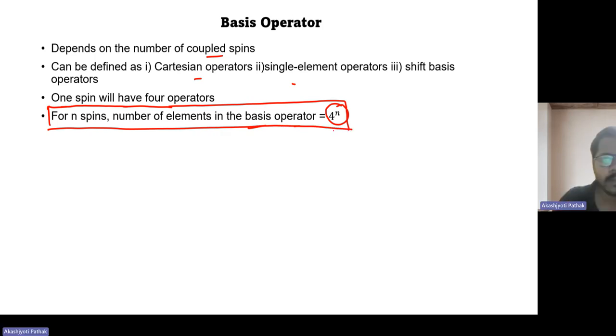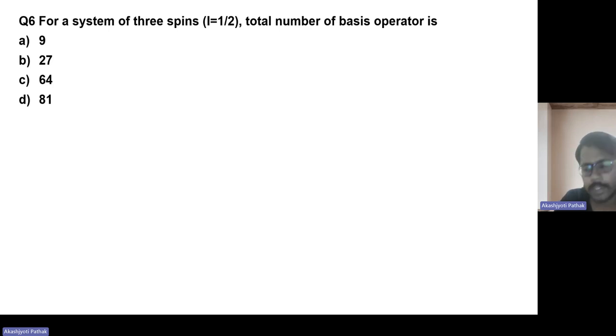Based on this concept, one of the questions that we can solve is this. For a system of three spins, where each spin is a spin-half system, the total number of basis operators is: option A, 9; option B, 27; option C, 64; or option D, 81? What might be the correct answer? I'll give 2 minutes for you to think on this.